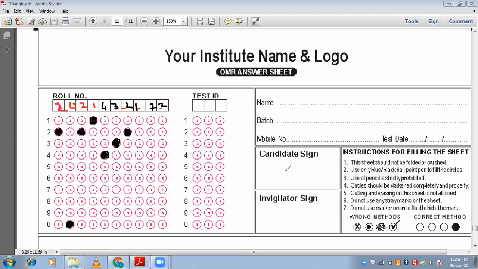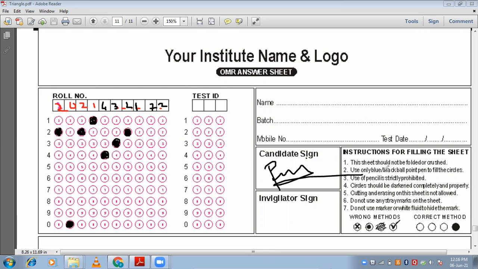Okay. Here you need to write candidate signature. You need to write down your signature. Okay. Like this. Do the signature. Next, here instruction. Instruction is given. Read this instruction carefully. Okay. This sheet should not be folded or crushed. Do not fold OMR sheet.